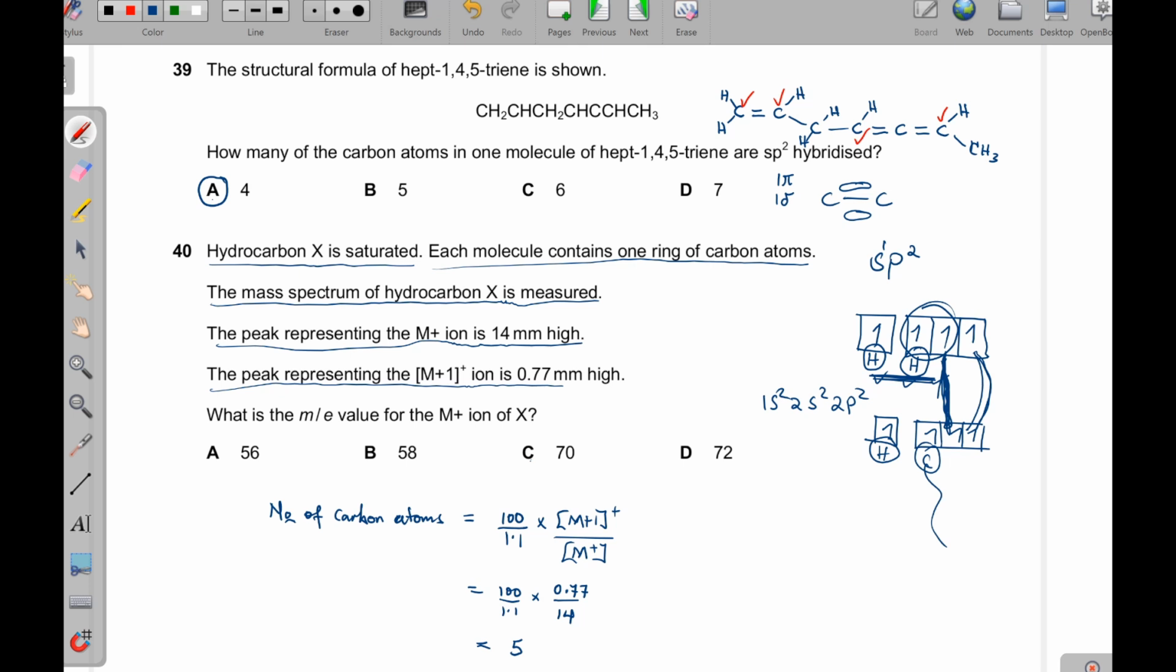But then they're saying what is the mass to charge value of the M plus 1 ion of X. Okay, now from here, of course, we shall be looking for the molecular mass of this ion. So what is it going to be? Now, they are saying it is a ring of carbon atoms, and there are 5. That means we shall look at a pentagon, maybe. So each carbon here has 2 hydrogens. Remember it is supposed to have how many? 4 bonds around it, not so.